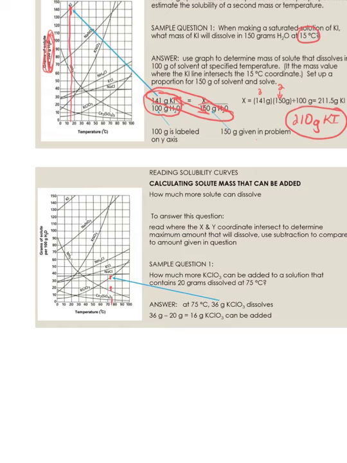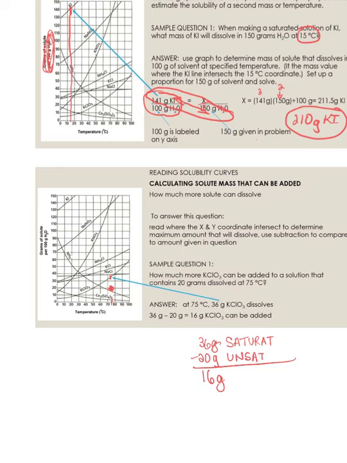So this point of saturation is about 36 grams could be dissolved. That's how much would make it saturated. But we're right here, so we are unsaturated. And we know that only 20 grams have been dissolved. So the difference between those is 16 grams. So you know you could get 16 more grams to dissolve.